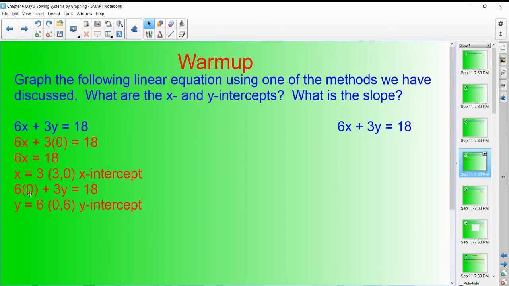When we want to find the y-intercept, we make x 0, and we solve for y, and we get 0 comma 6, because we get y equals 6. So that's how you find the x and y intercepts. I don't need to graph it to find the x and y intercepts.